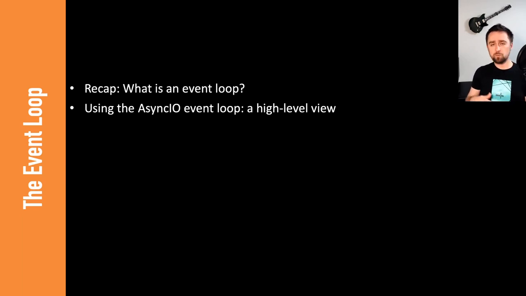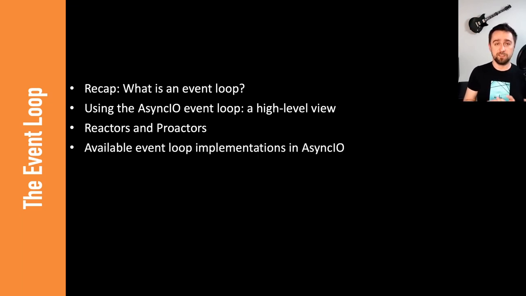right? So if you just want to code, if you're just interested in how the API looks like, you're in the right place now. We're also going to talk about differences between reactors and proactors, the fundamental two designs for event loops and IO multiplexing. In fact, AsyncIO supports multiple implementations of event loops, so we're going to go and see how they are different. Finally, we're going to see how to configure event loops in AsyncIO.